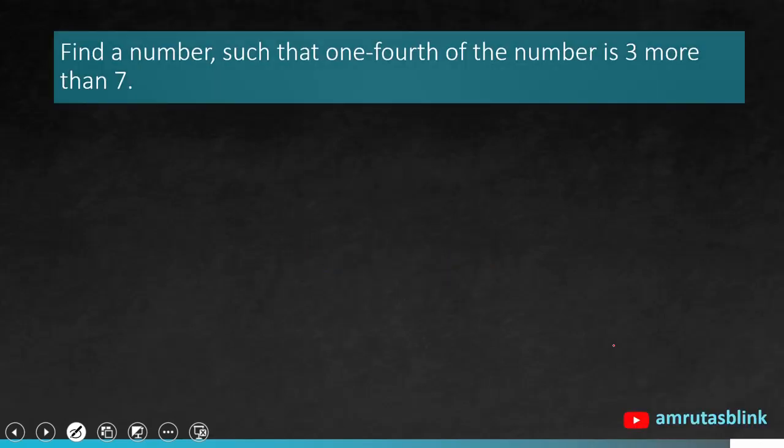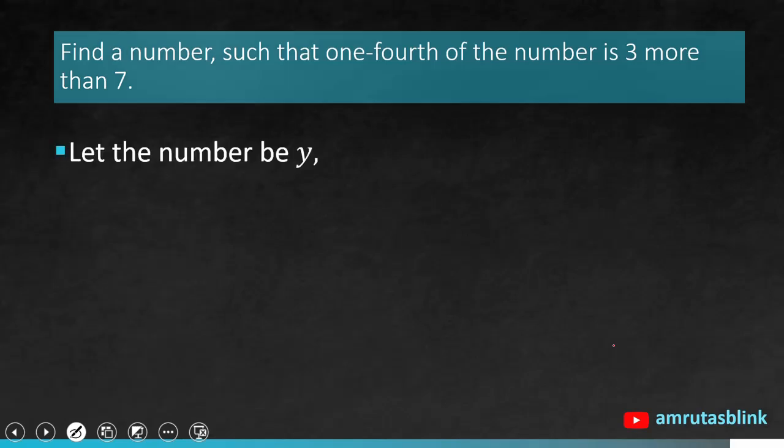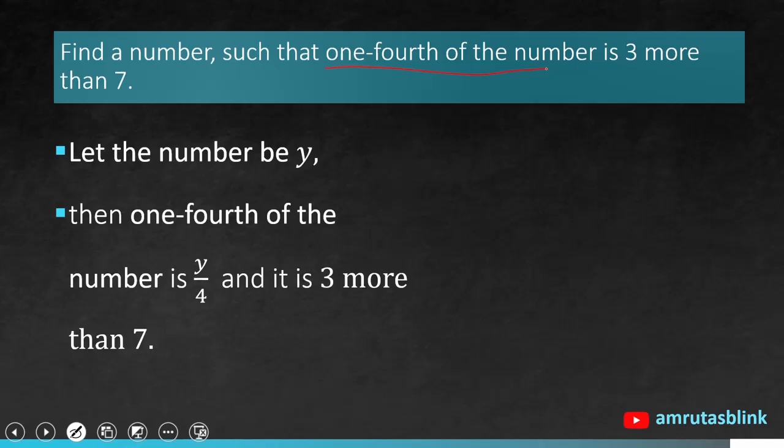Example 19. Find a number such that 1/4 of a number is 3 more than 7. Now here also we need to create the equation and then we need to solve the equation. Let the number be y. You can take any variable. 1/4 of the number is y upon 4. 1/4 of a number is 3 more than 7. So y upon 4 is 3 more than 7.